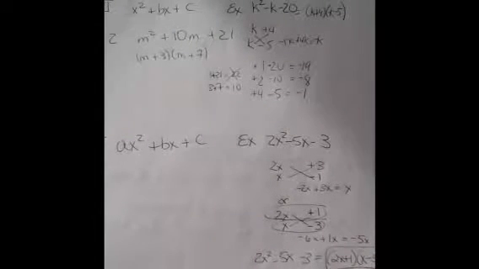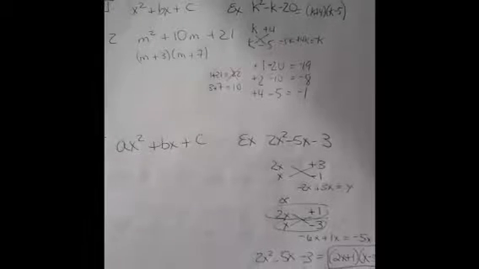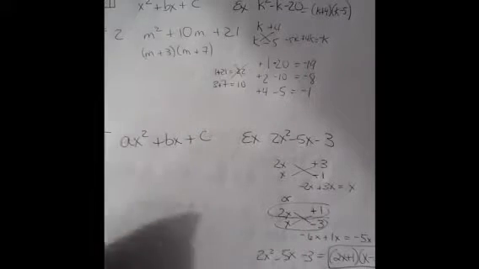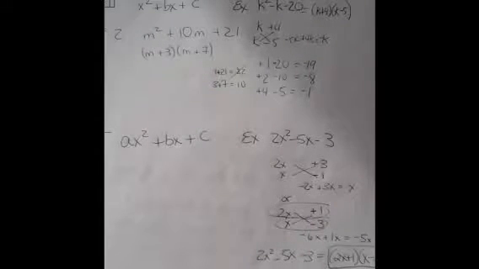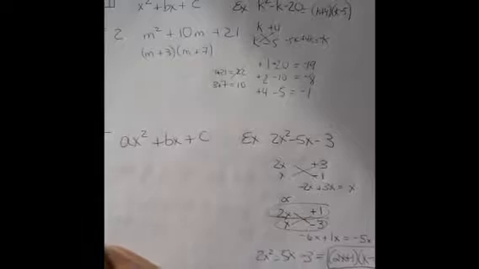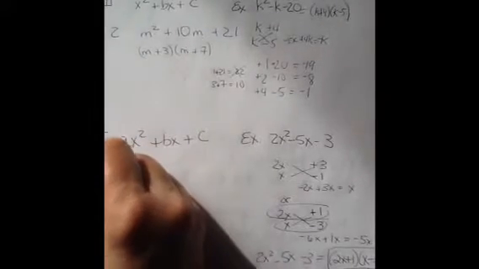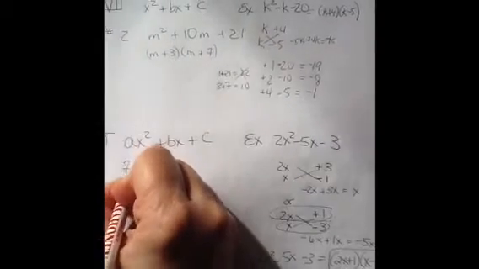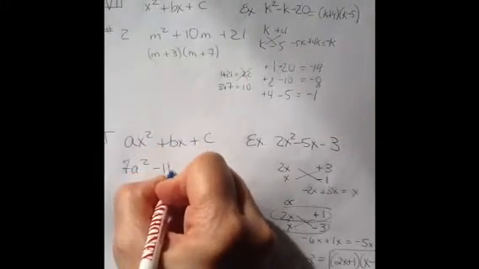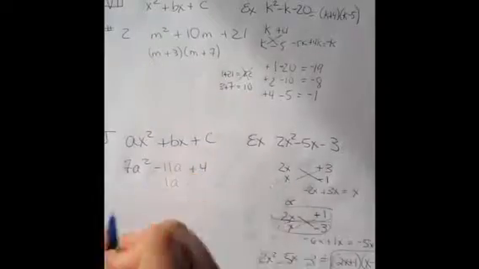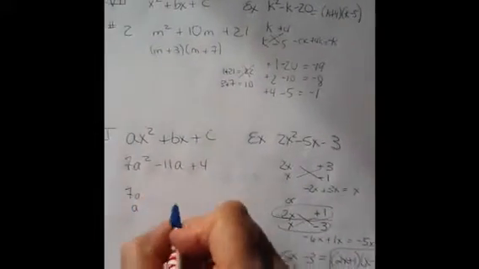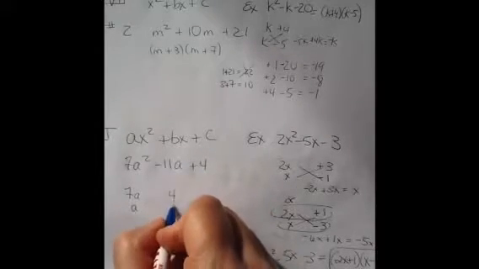Now if I do one of the ones that are in your packet, I'm going to go through the same kind of concept where I'm looking at making sure that I can factor them. I'm going to look at number 4. If I look at number 4, it says 7a squared minus 11a plus 4. So what I'm going to look at is 7a and a. Now I'm going to start off with 4 and 1.